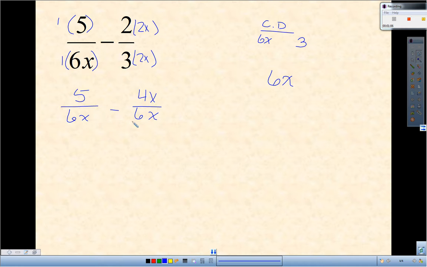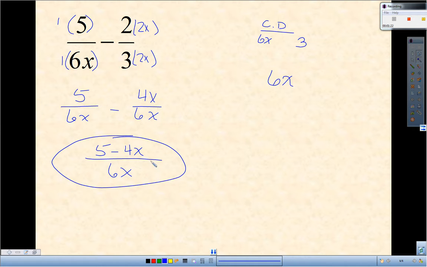And so now that they have the same denominator, I can subtract these or combine them together and get 5 minus 4x over 6x. Notice though that I can't subtract 5 and 4 because they're not like terms. Also, I can't cross out the x's. You can't do that. You can only cross out factors, and you haven't factored anything, so that's my final answer.